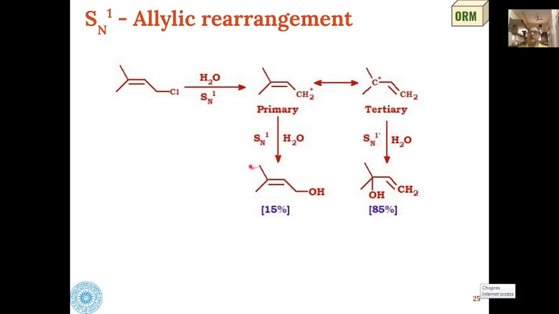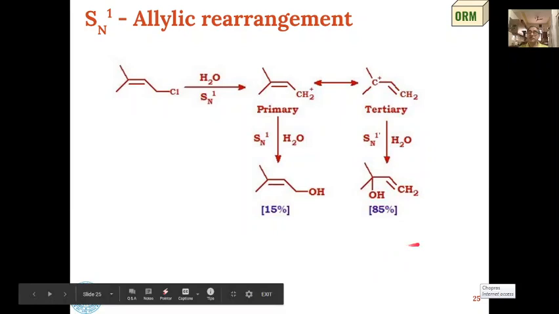This is an SN1 reaction. But this is a rearranged product where the less stable primary carbocation has changed into a more stable tertiary carbocation. And this type of reaction is one where the product has been formed by a rearrangement, which is called allylic rearrangement by unimolecular mechanism, and such reactions are called SN1 reactions, and this product is found in 85%.